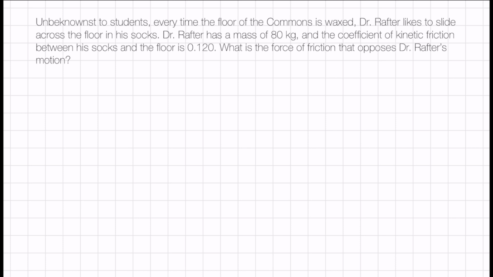So again, our first step is to identify our givens. So we have, again, the mass of Dr. Rafter, 80 kilograms, and we have the coefficient of kinetic friction over here is going to be 0.120.